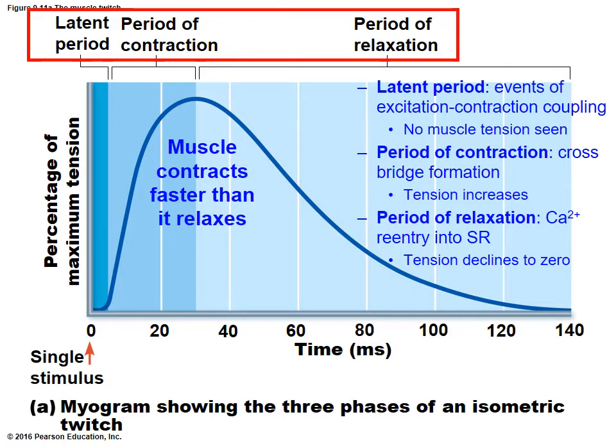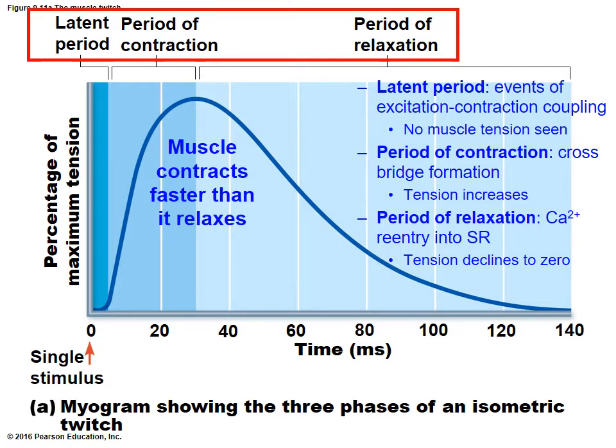The latent period is what we were discussing in part 1B, in the fact that once you have excited the muscle on the outside, you now need to do your excitation-contraction coupling. And as you're doing that, the action potential is spreading across the sarcolemma, entering into the muscle cell through the T-tubules. While this is all happening, you don't have any muscle tension that you're observing because you haven't formed any cross bridges yet. You're still in the stage of exciting the actual muscle.